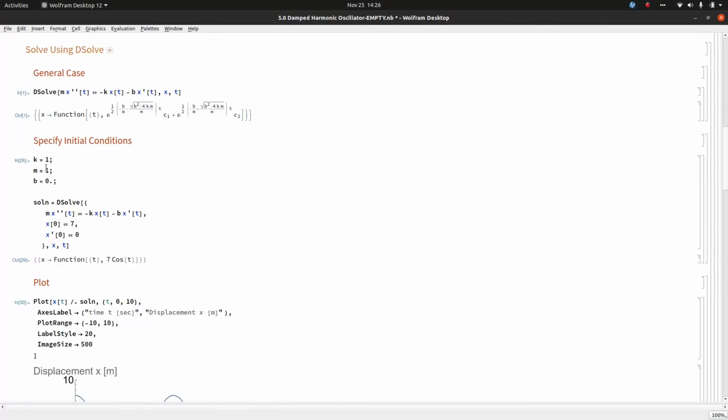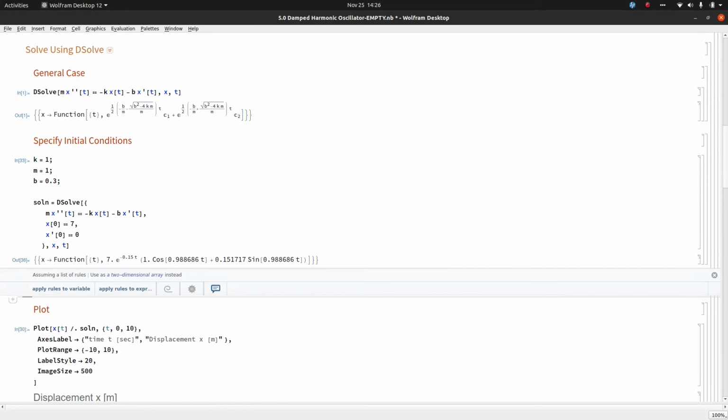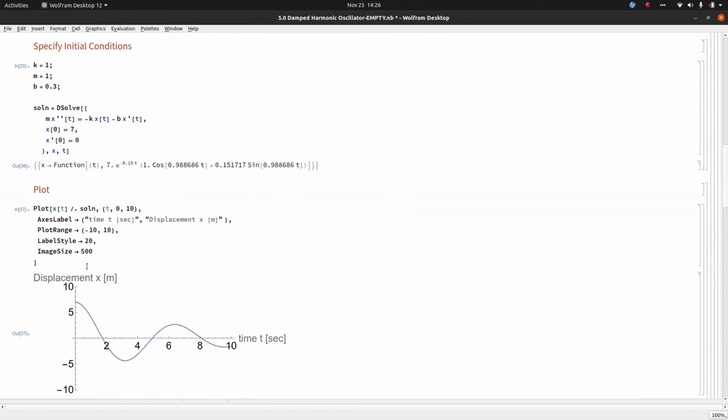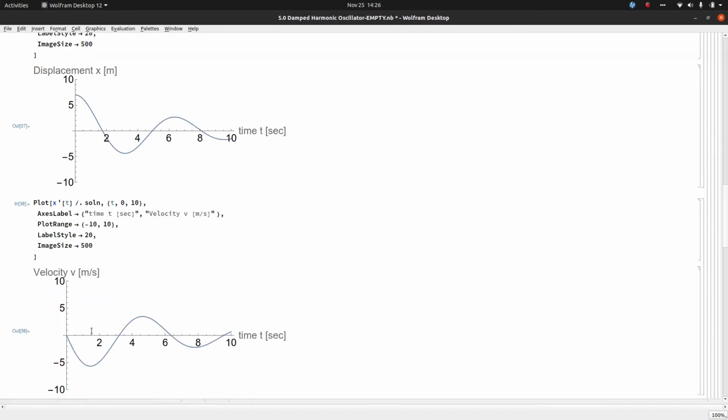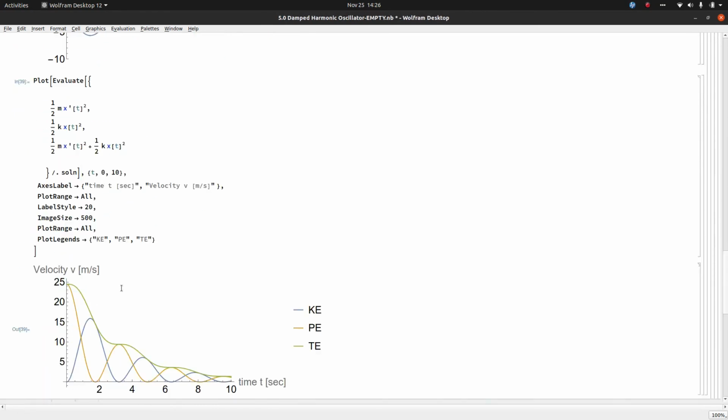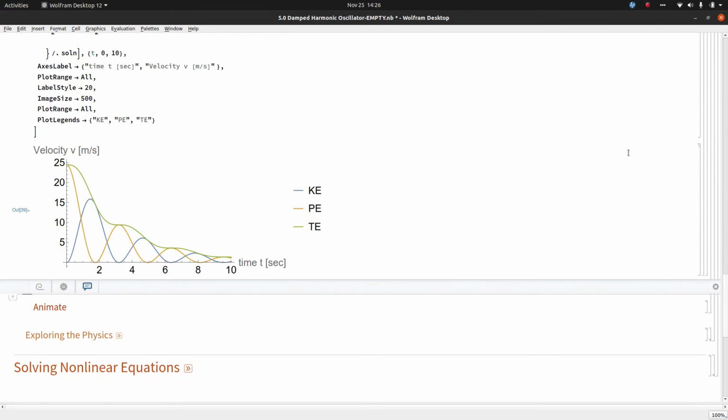So we'll go back one more time, and just to make this look like it's a damped harmonic oscillator, we'll run through this one more time. And we can see that energy start to drop.